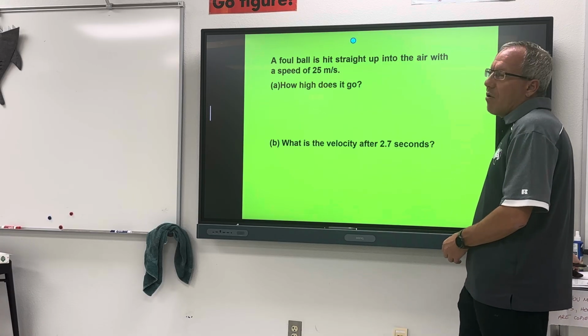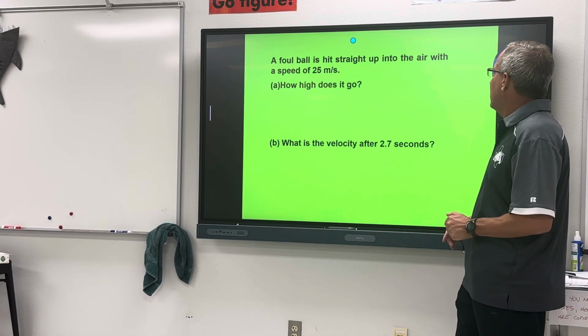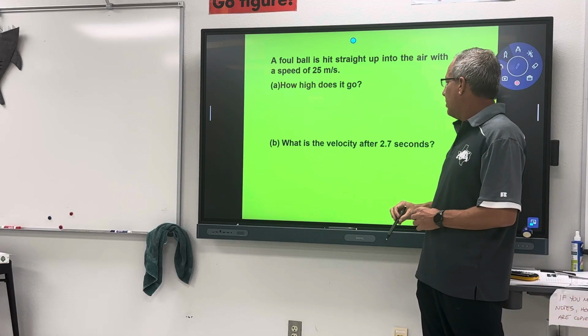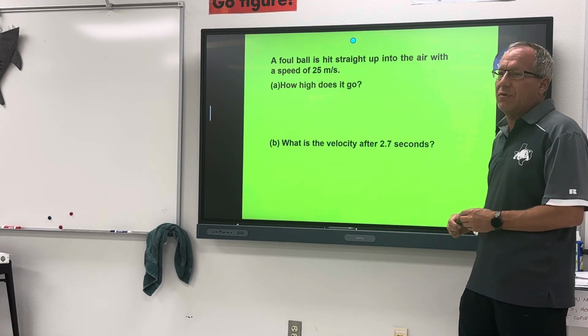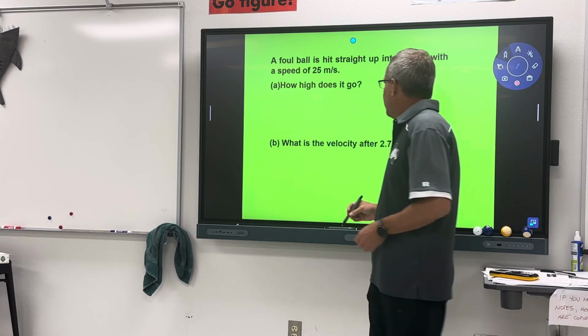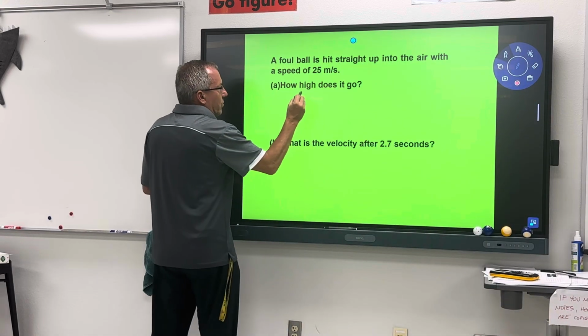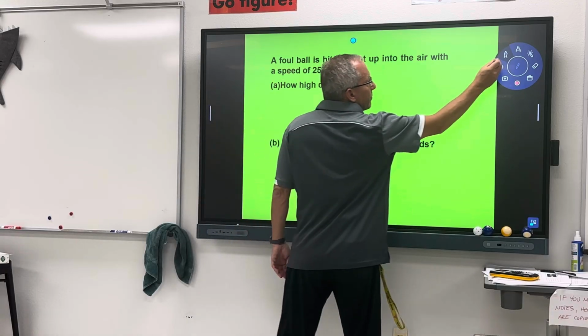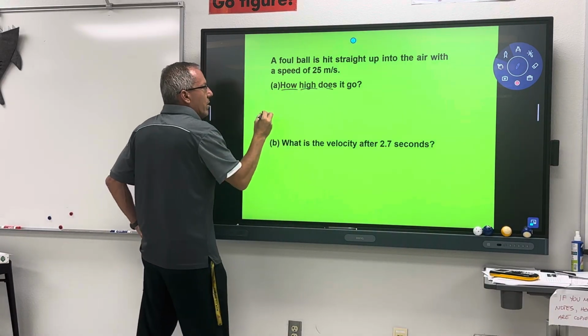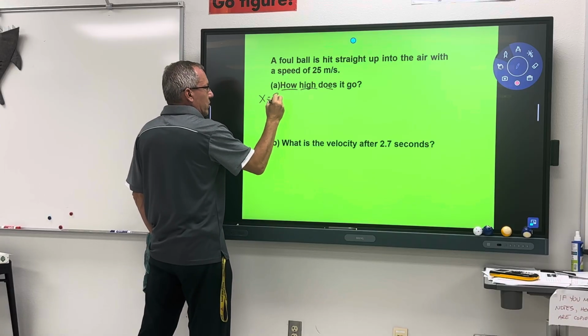Sorry, a foul ball is hit straight up into the air with a speed of 25 meters per second. A, how high does it go? And B, what is the velocity after 2.57 seconds? So we're again going to list our givens in this. How high it goes is what again? Displacement, isn't it? We're going to put x equals question mark.